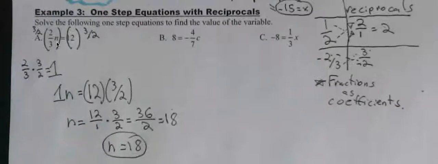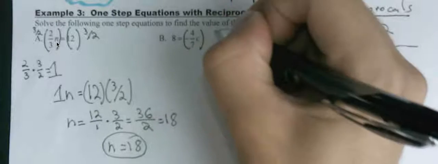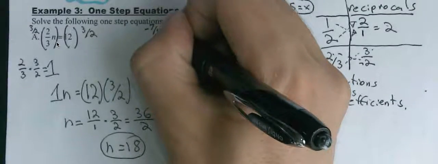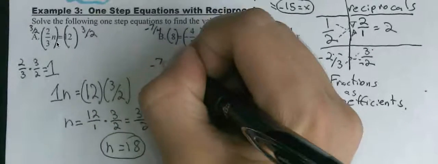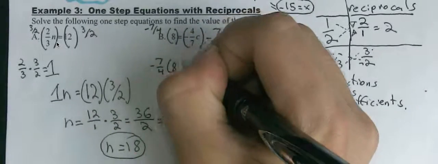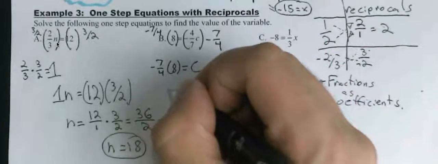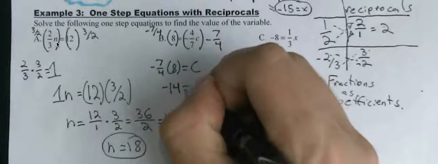I'll give you a moment for the next one. Think about what our reciprocal is there. You should be multiplying both sides of this equation by negative 7/4. So flip that fraction, no shame. This will just leave us with c on the right-hand side. If we have negative 7/4 multiplying with 8, I'll leave this simplification up to you, but this should eventually get us to negative 14 equals c.